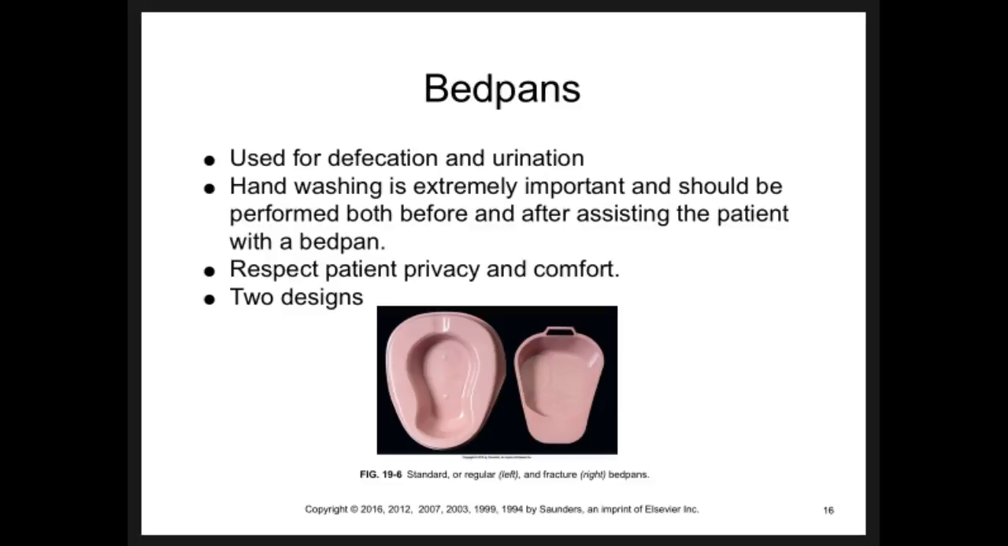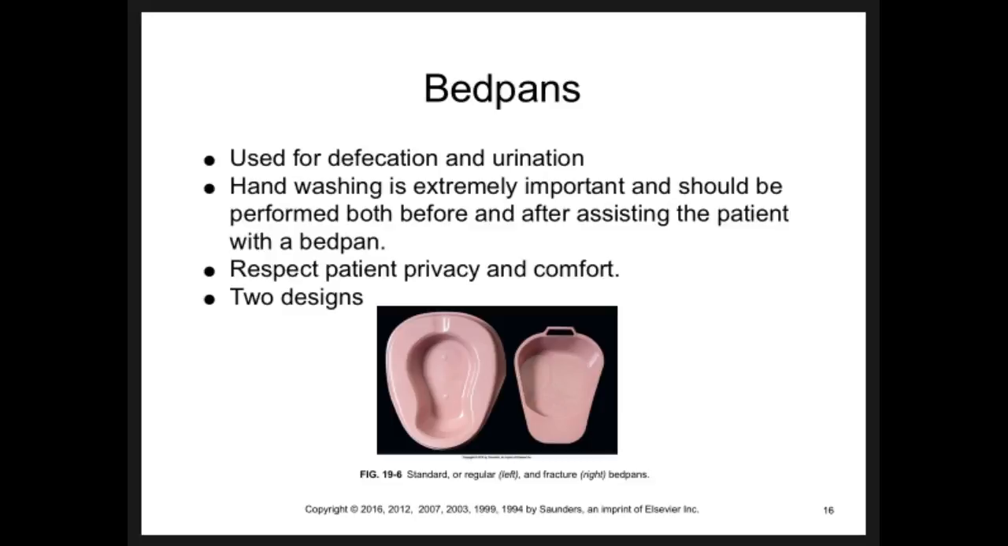Bedpans. There are two different types of bedpans. There's a standard bedpan, and then there's a fracture bedpan. And the fracture bedpan is for patients who might not be able to lift their hips high enough or roll onto the standard bedpan. The standard bedpan is a couple inches high, and I would guess a little tough to get up onto. And particularly if you have a broken hip, you're not going to lift yourself like that at all.